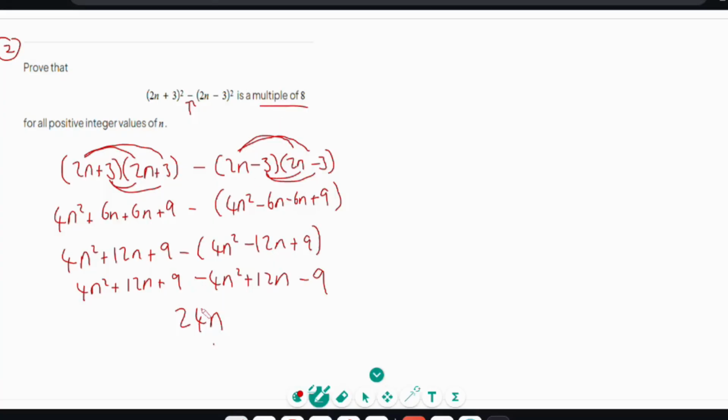Is this a multiple of 8? So I need to show by putting it in a bracket with 8 outside the bracket. Yes, it is. So therefore, multiple of 8.